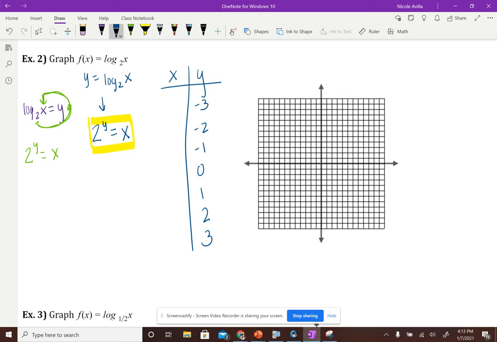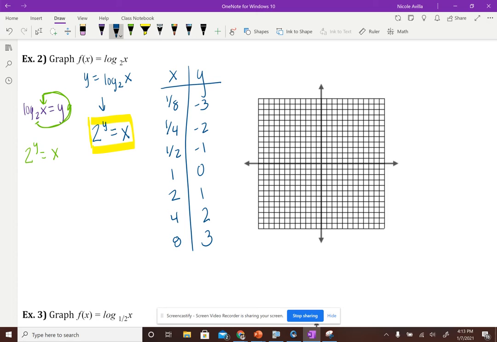So if I do 2 to the negative 3, well, 2 cubed is 8, and the negative is what's going to flip it, so that's 1/8. 2 to the negative 2, that's like 2 squared, which is 4, but it's going to be flipped. And then I'm going to have 1/2. 2 to the 0, anything to the 0 is just 1. 2 to the 1 is 2, 2 squared is 4, 2 to the third is 8.